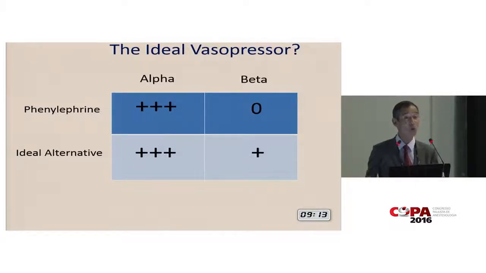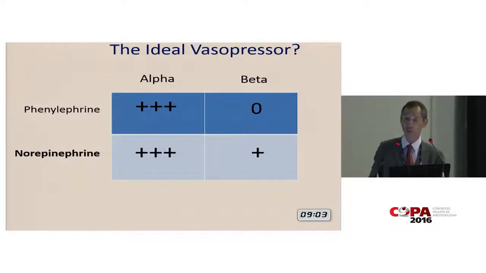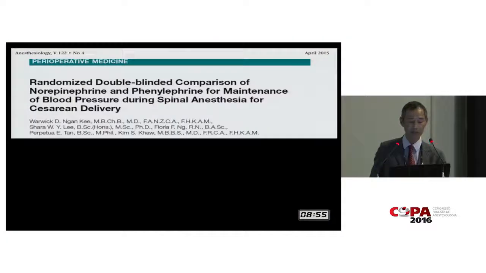Now, some of you may be already imagining which drug I'm going to talk about. The drug that I think suits this pattern most clearly is norepinephrine, or noradrenaline, as we call it in my country. Noradrenaline has the same alpha activity as phenylephrine, but a little bit of beta activity. And last year we published in Anestesiologia a randomized double-blinded comparison of phenylephrine and norepinephrine. And I'd like to show you some of the results of this study.